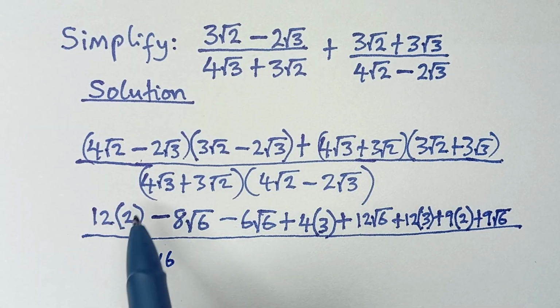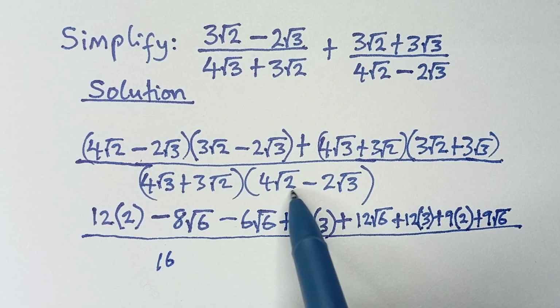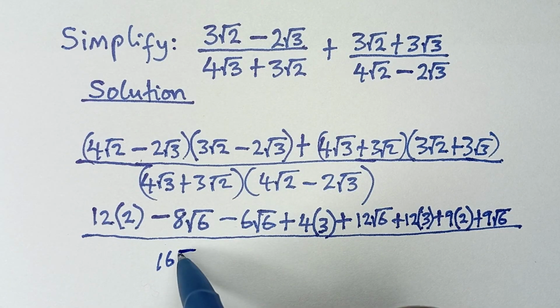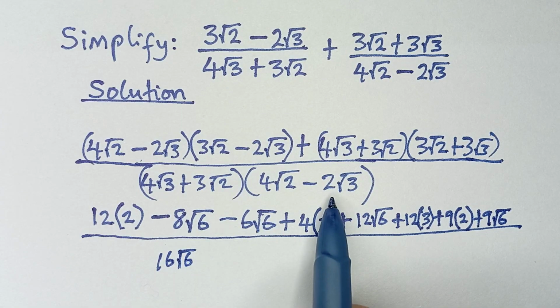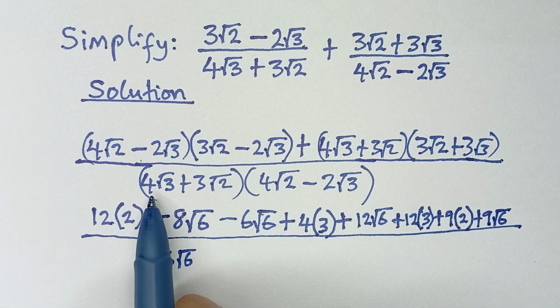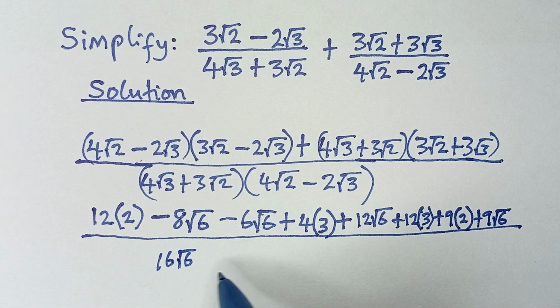Then root 3 multiplied by root 2 will give me root 6. And then 4 root 3 multiplied by negative 2 root 3. The 4 multiplied by negative 2 should be negative 8. And then root 3 multiplied by root 3 is simply 3.